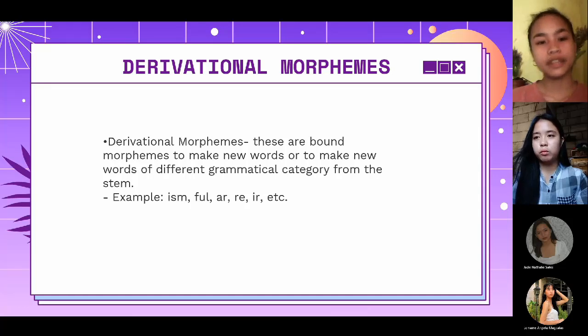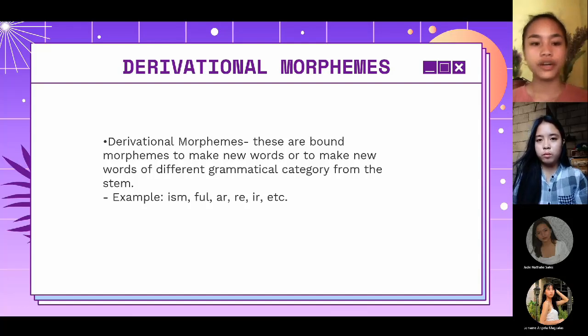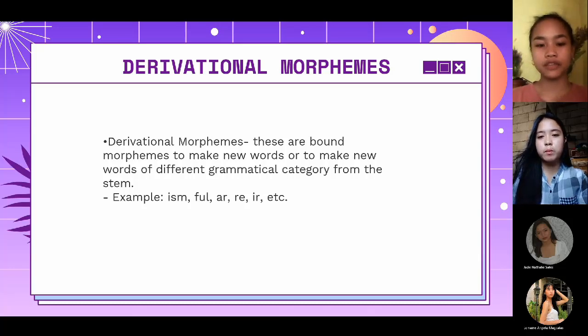So let's start with derivational morphemes. Derivational morphemes are bound morphemes that make new words or new words of different grammatical category from the stem. So for example, ism, ful, ar, re, ir, and etc. So meaning, derivational morphemes are affixes that are capable of changing either the meaning or the grammatical category of the word.